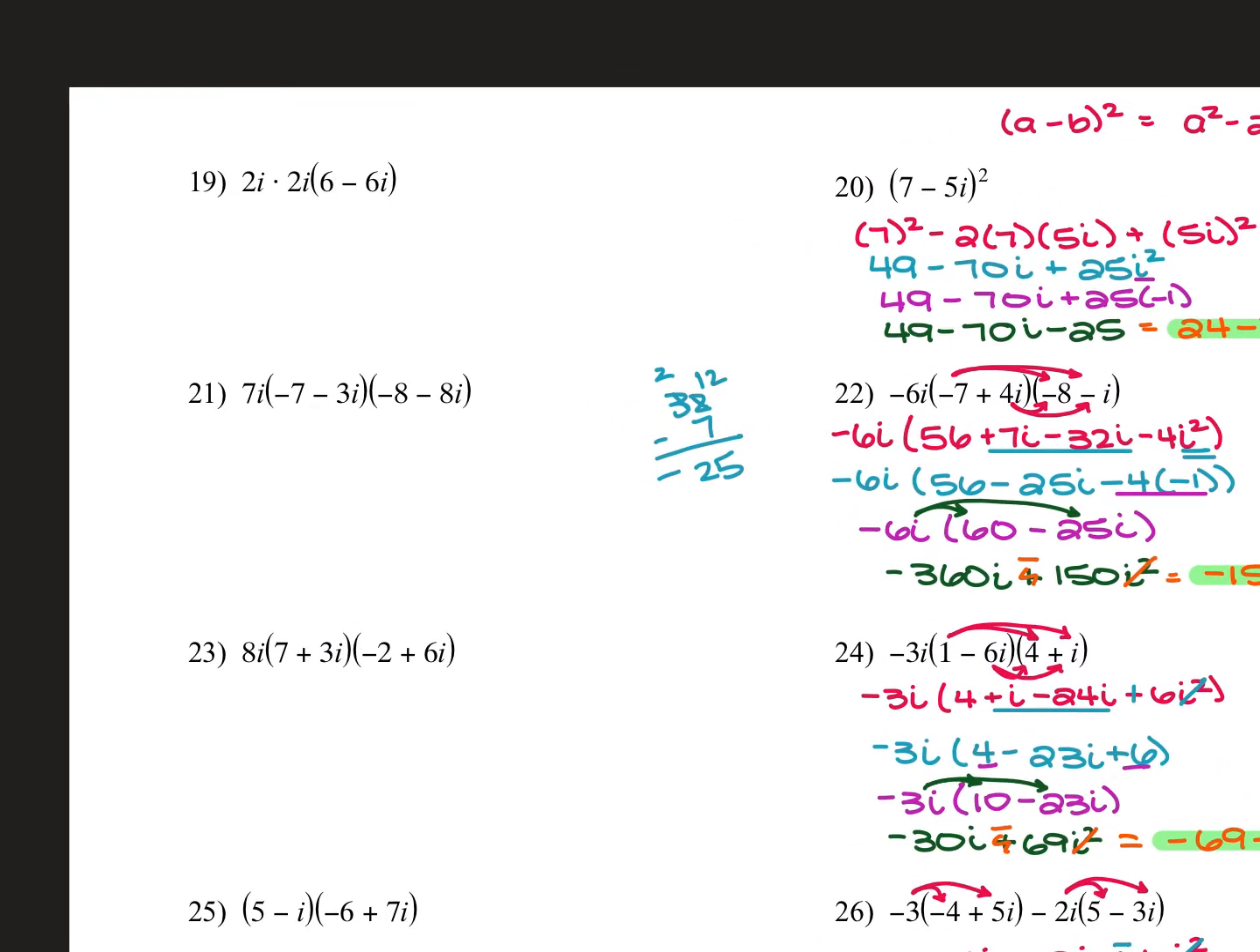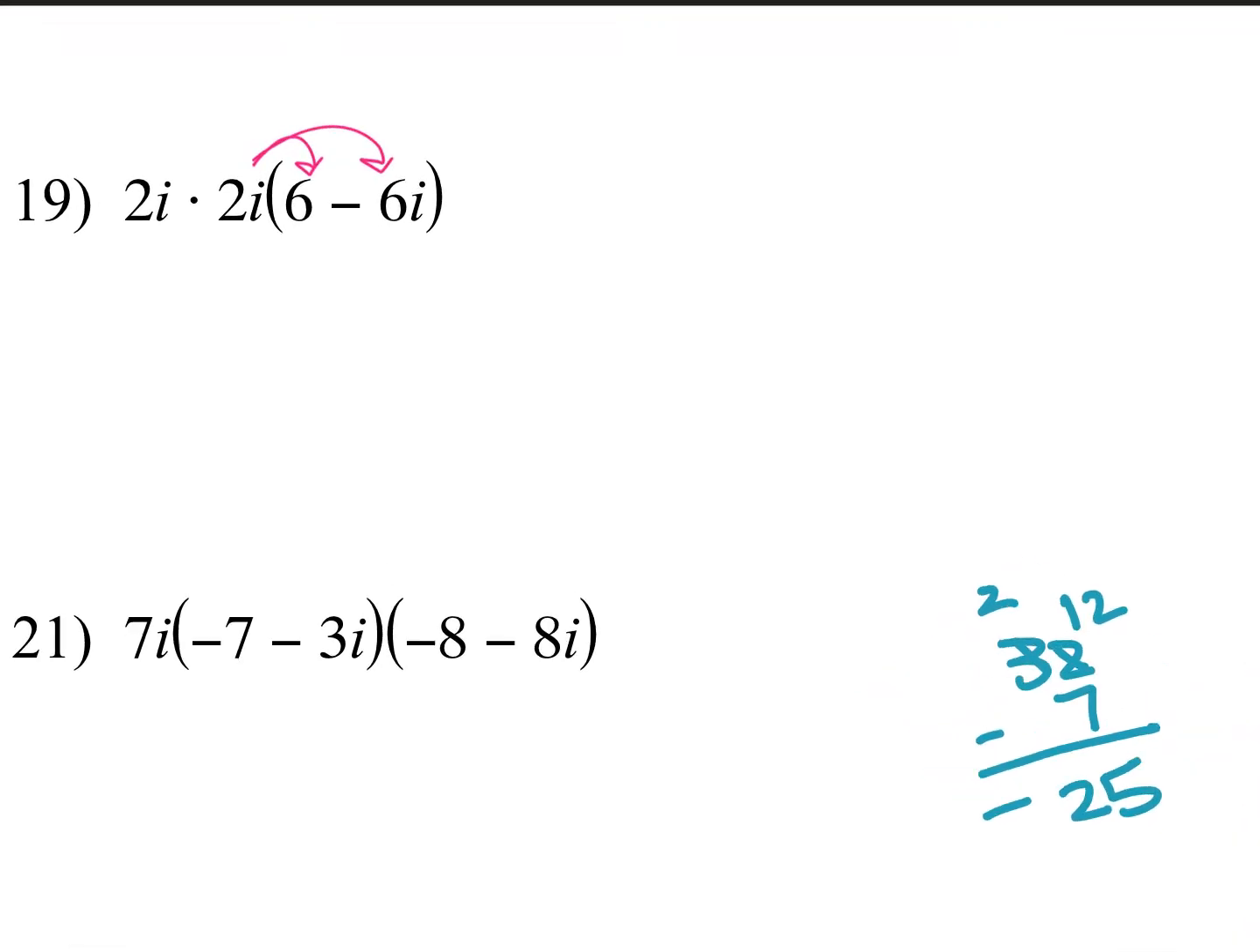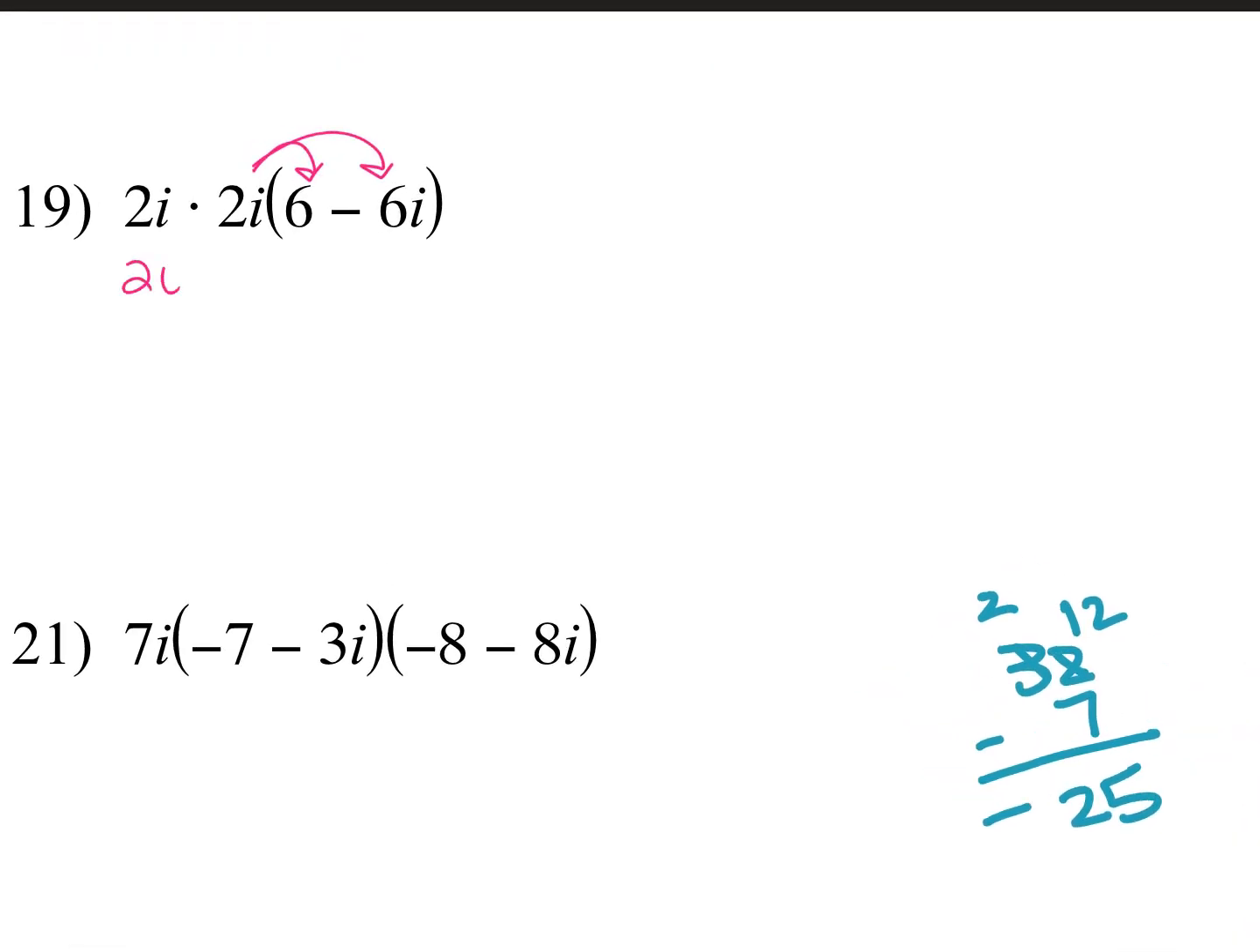If we look at number 19, we have 2i times 2i times 6 minus 6i. So again, I'm going to start this one by distributing the 2i in. That's going to give me 2i times 12i minus 12i squared. That i squared is negative 1, so it's going to turn that negative 12 into a positive 12. So that's 2i times 12i plus 12.